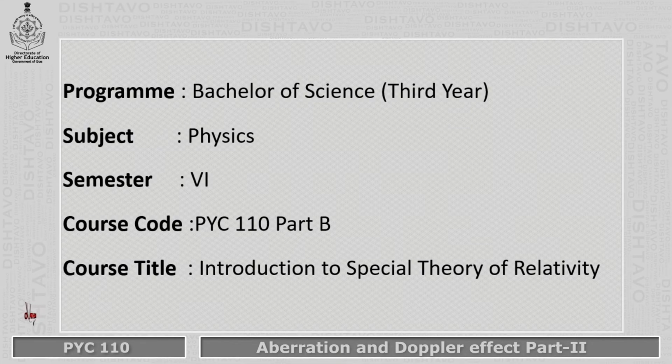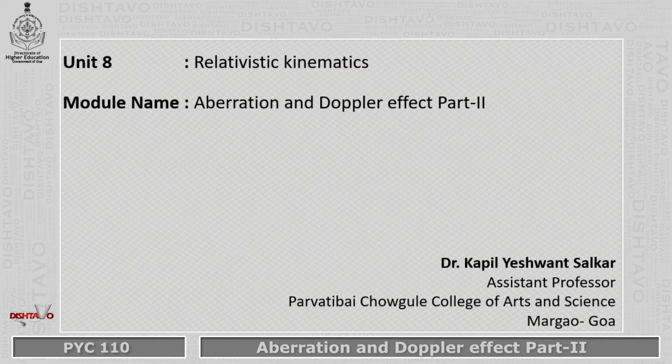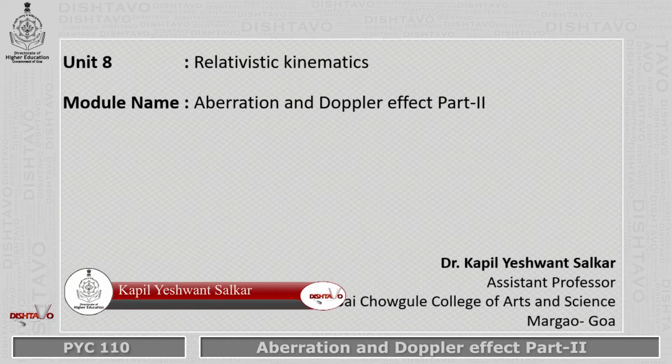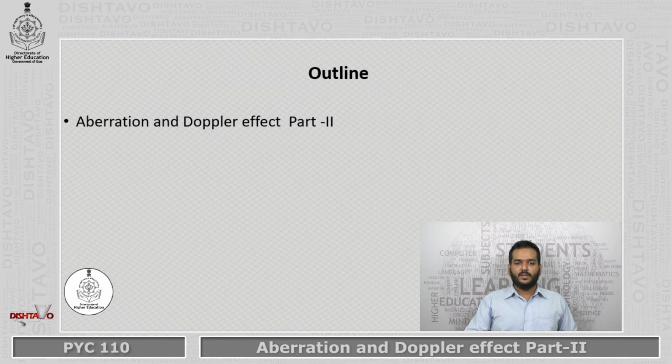Program Bachelor of Science, third year, subject Physics, semester 6, course code PYC 110, part B, course title Introduction to Special Theory of Relativity. My name is Dr. Kapil Yashwant Salkar, Assistant Professor of Physics from Parvatibai Chaugule College of Arts and Science, Margao, Goa. This is Unit 8, Relativistic Kinematics, module name Aberration and Doppler Effect, Part 2. Outline: Aberration and Doppler Effect, Part 2.